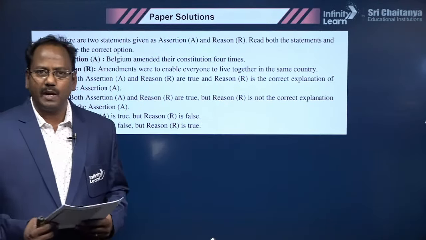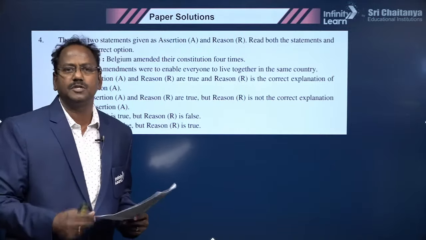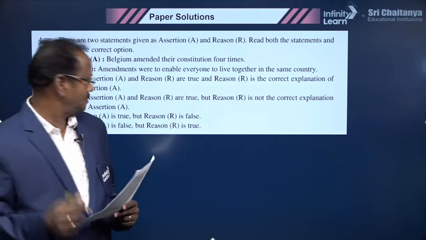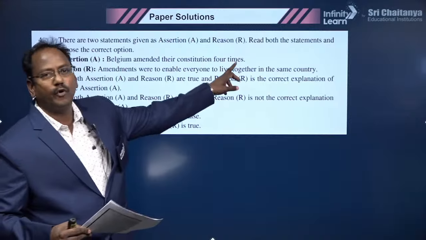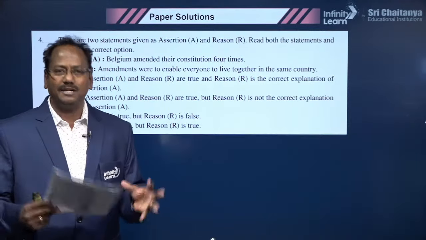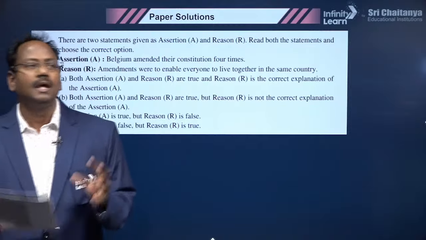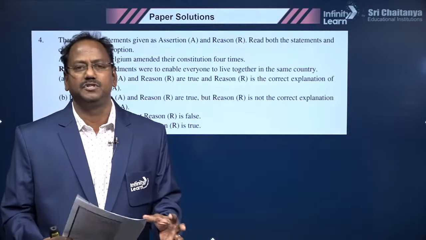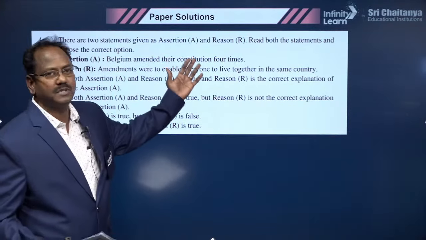And as we know very well, Belgium's constitution was amended four times, to bring unity and the adjustment and accommodation of the social diversities or social divisions. So it was amended four times, right?